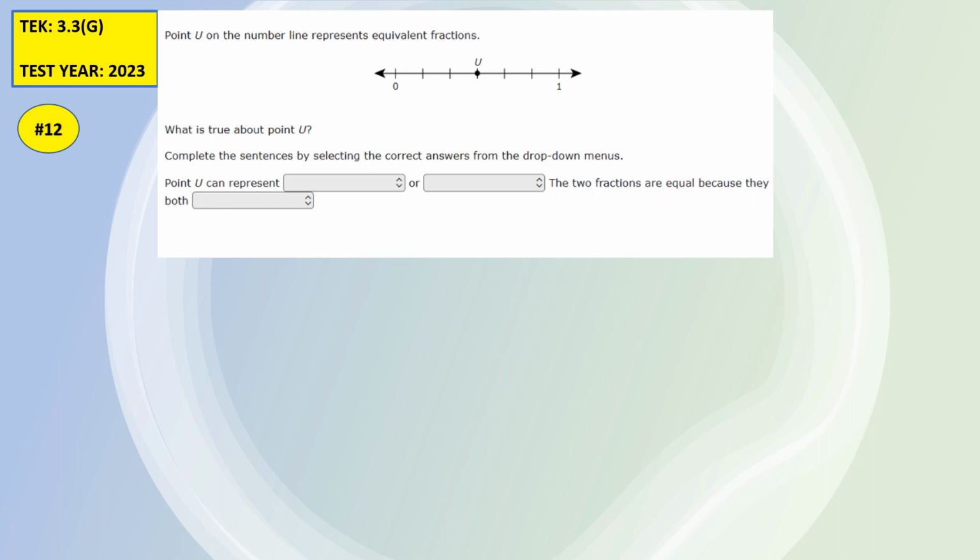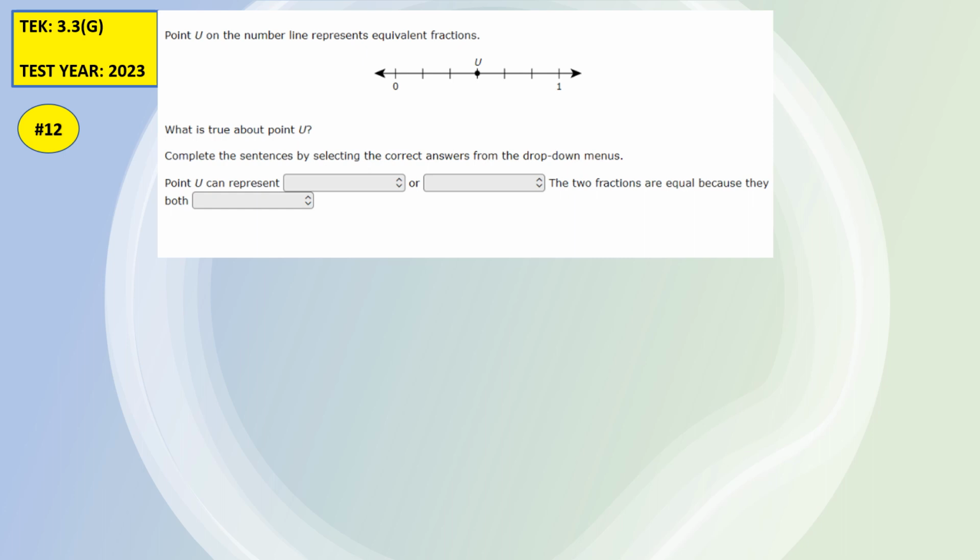Number 12 says, point U on the number line represents equivalent fractions. What is true about point U? True U. That rhymes. Okay. Complete the sentences by selecting the correct answers from the drop-down menus. Point U can represent blank or blank. The two fractions are equal because they both blank.